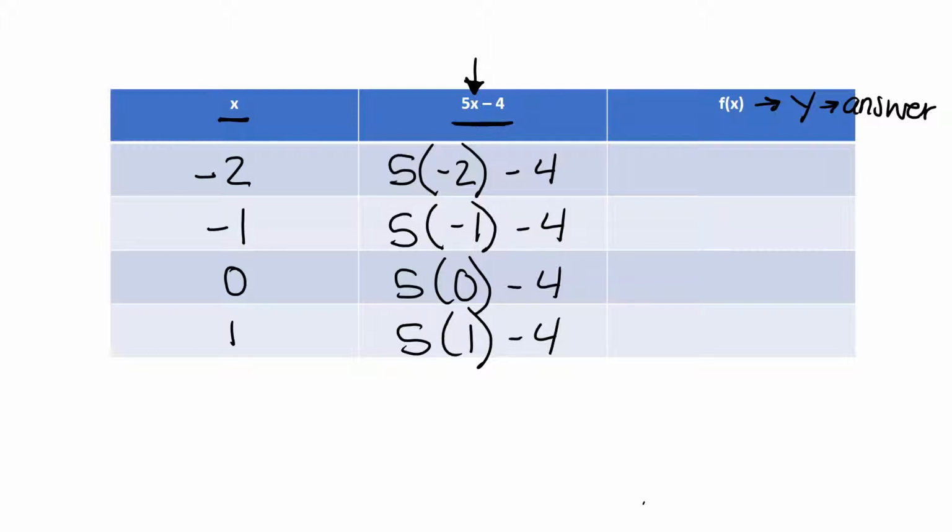5 times -2 minus 4 is going to give us a -14. 5 times -1 minus 4 in the calculator is going to give us -9. 5 times 0 minus 4 is going to give us a -4. And 5 times 1 minus 4 is going to give us a +1. Your answers go in that last right-hand column.